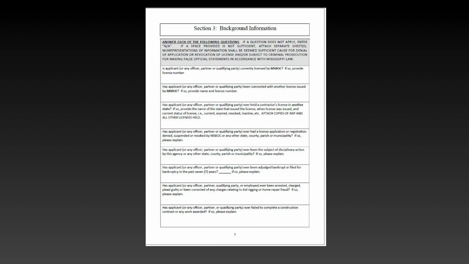Misrepresentation of information shall be deemed sufficient cause to deny an application. If you need additional space to explain any of your answers, please feel free to attach separate sheets of paper. Be sure to list any other licenses you are currently connected with or have been connected with in the past. Having a conviction on your record does not preclude you from receiving a license, but failure to disclose such information could result in denial of the application.